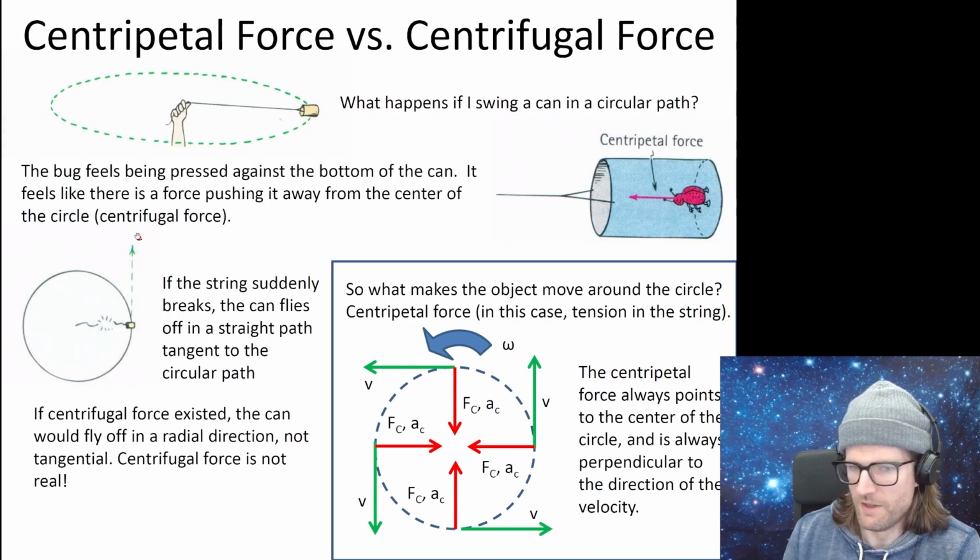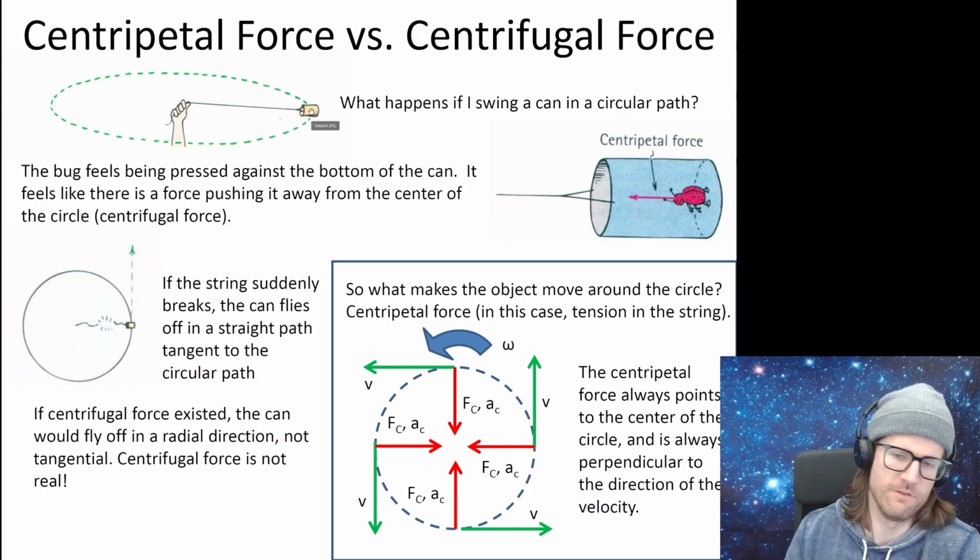So let's just read this. What happens if I swing a can in a circular path? I need a centripetal force to keep it in a circular path. That's the string force. And the cup will feel a centrifugal force, feeling like it's getting flung out, but it's not real.